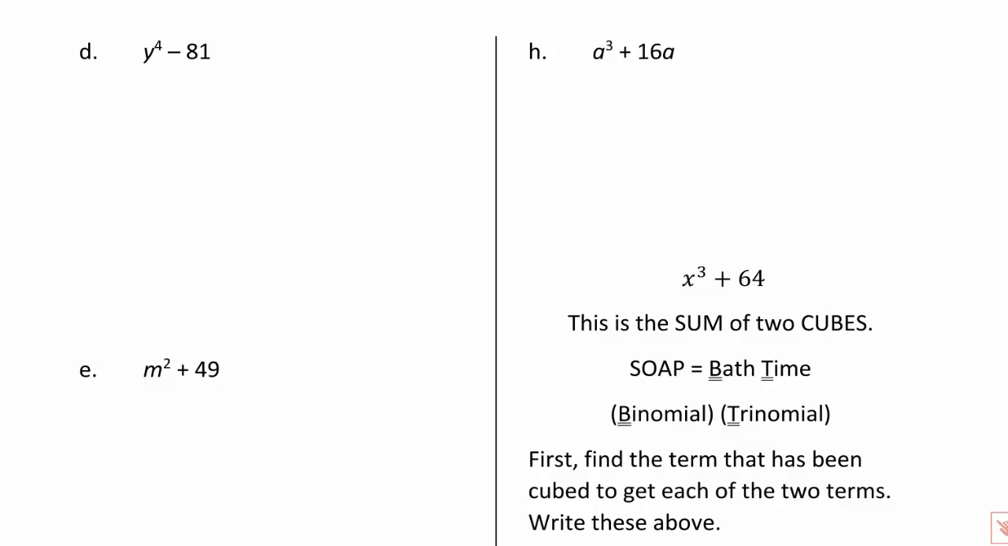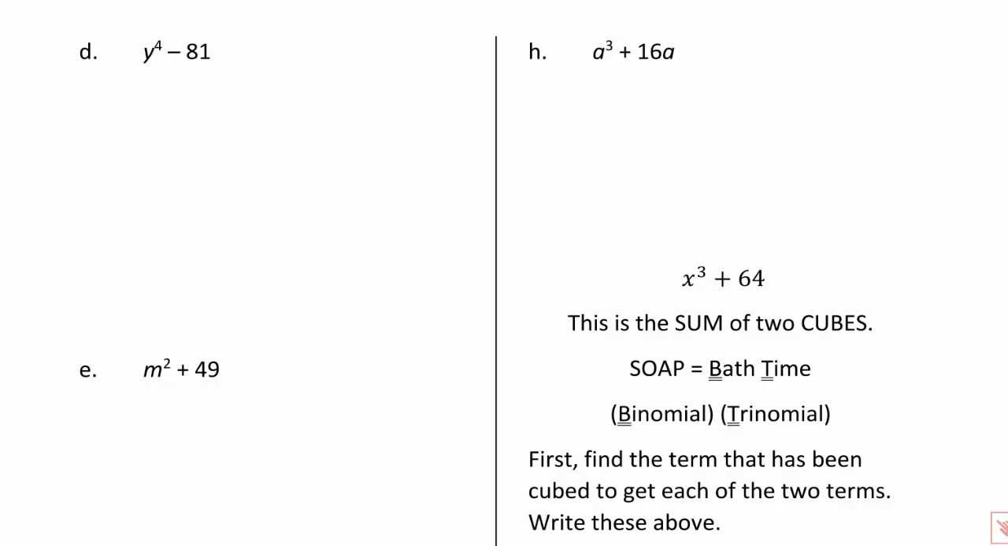In this video we're going to factor, first of all, y to the fourth minus 81. First, there are no common factors. Y to the fourth and 81 don't share any common factors because there's variables on the first one and just a coefficient on the last.